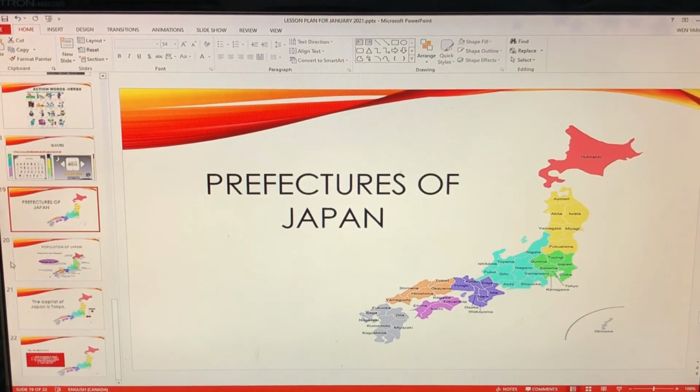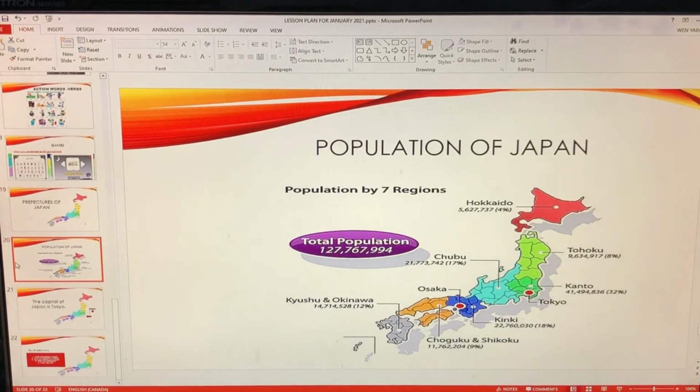Okay? Then, in the third week, I taught the word population. Everyone, what is population? Of course, they gave me a blank stare. Population is jinko. The population of Japan. Nihon no jinko. Believe it or not, some students don't even know the word jinko.